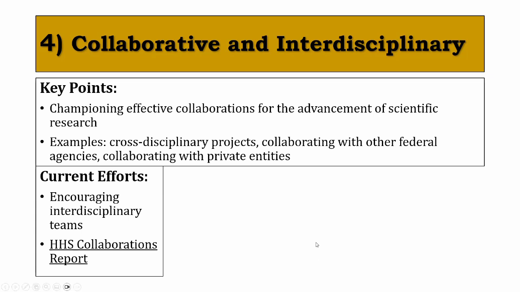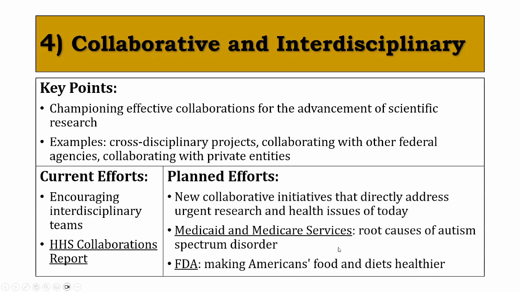Now, some planned efforts. They have new collaborative initiatives that they hope to launch that address urgent research and health issues for today. So a couple examples is a collaboration with Medicaid and Medicare services to look at the root causes of autism spectrum disorder, and a partnership with the FDA, Food and Drug Administration, on making Americans' foods and diets healthier, so nutrition research.